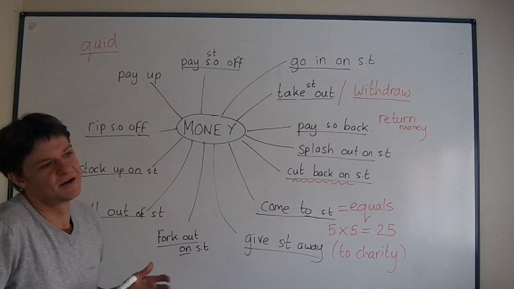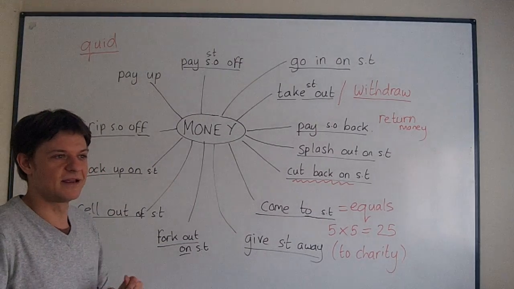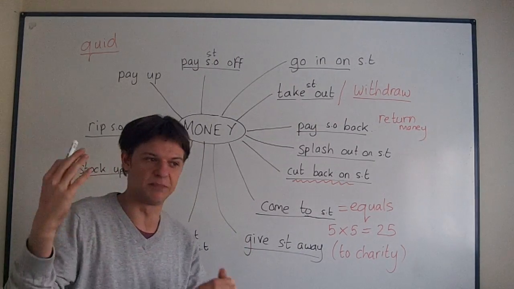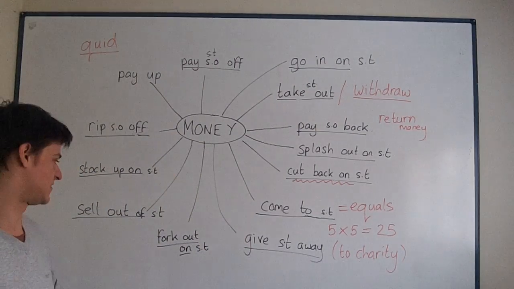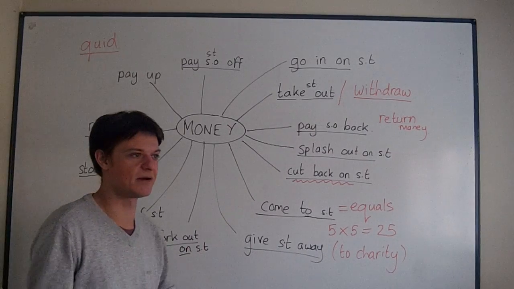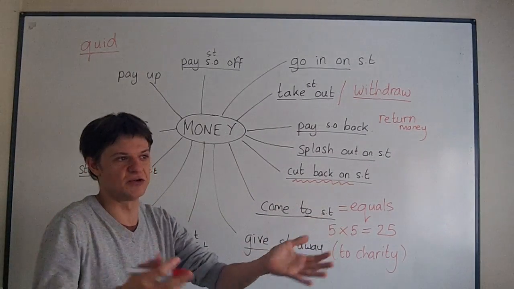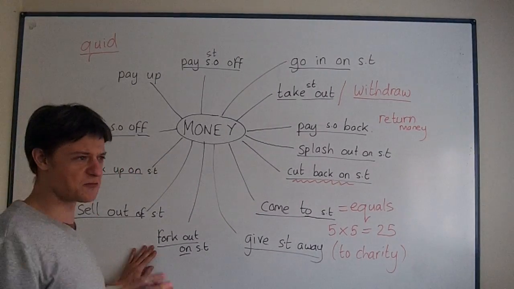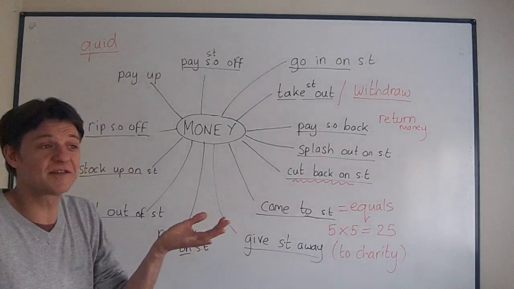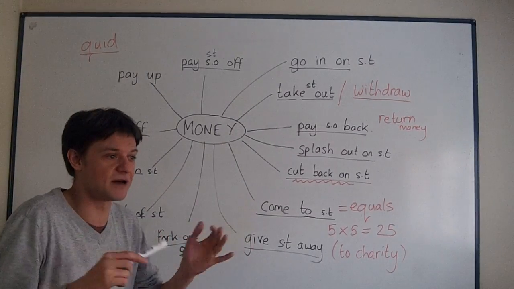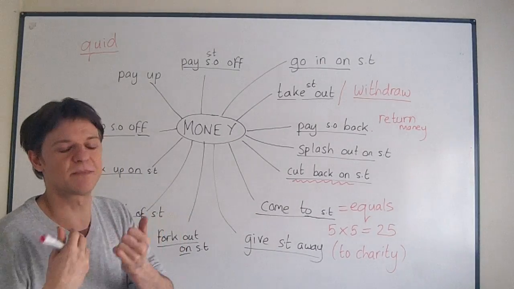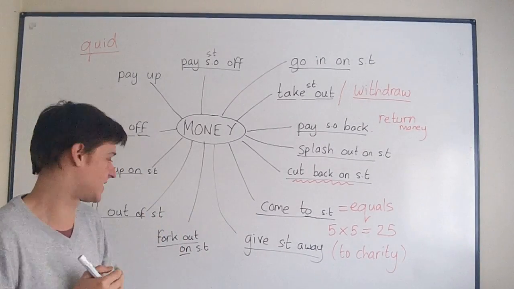Fork out, I don't know, maybe the local council have sent you a very large bill and you complain to your friends that you have to fork out £50 a month on this new cost which the council has given you, a new bill. It's something which you don't want. You might say, I have to fork out all this money for my kids' education, if you're complaining that you have to spend so much money on your kids' education.